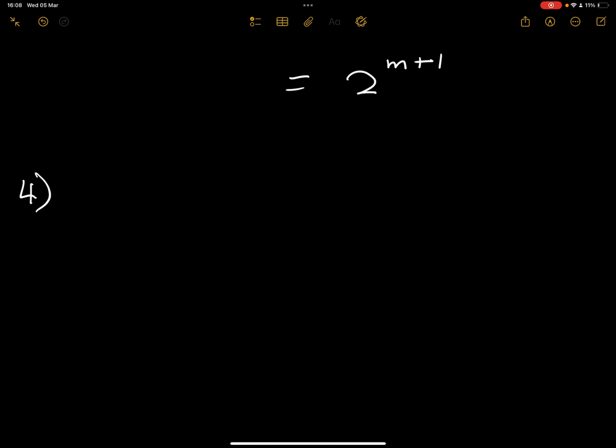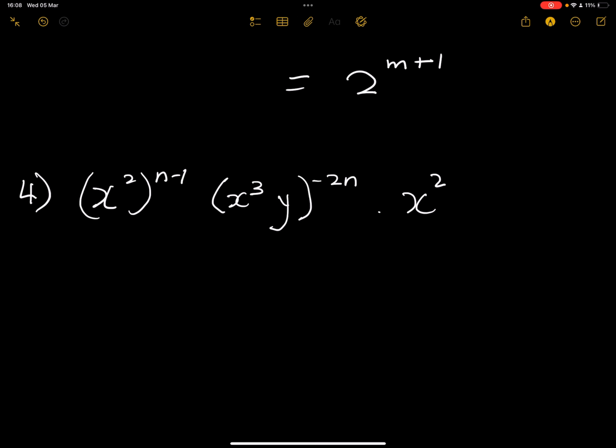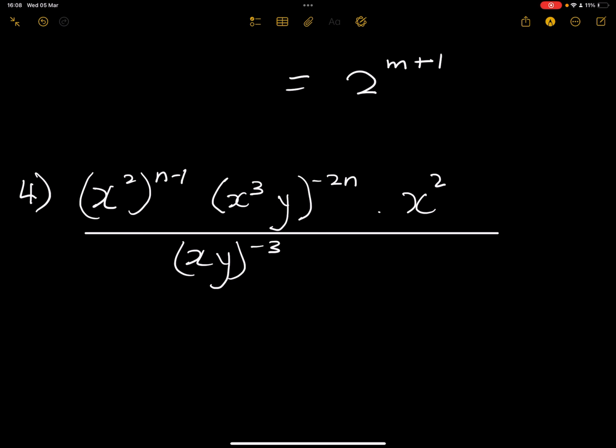Okay, so supposing that we've got x squared to the n minus 1, and we're going to have x cubed y to the minus 2n, times x squared, divided by x y to the power minus 3n and y to the minus n.